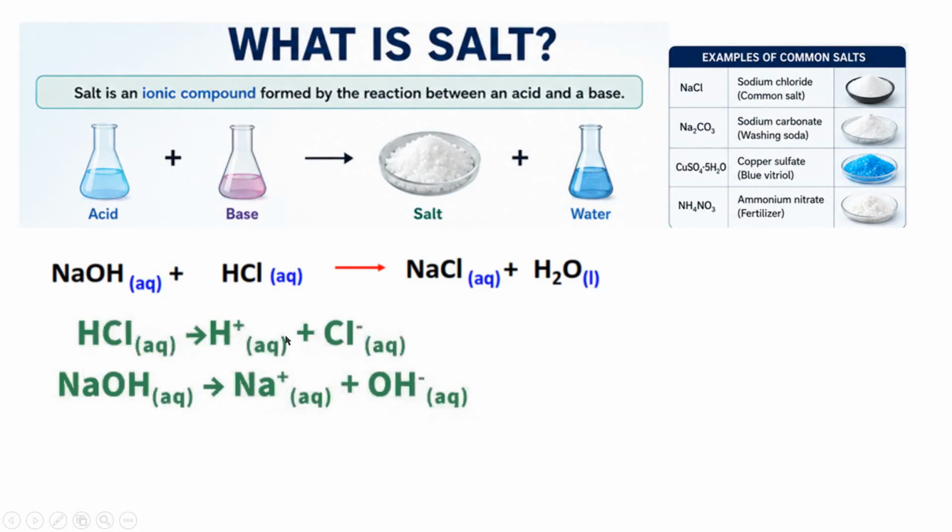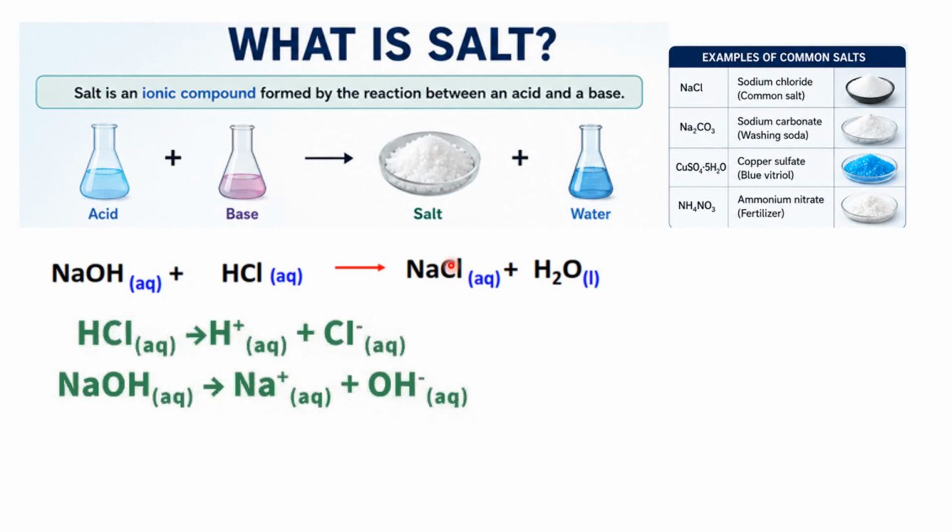What is salt? We know that salt is the product of the reaction between acid and base. Here, sodium hydroxide and hydrochloric acid form the salt sodium chloride. So any salt has two parts. One is the acidic part or anion, and another one is the basic part or the cation. This basic part, or cation, comes from the base. That's why it is known as the basic radical. And this anionic part comes from the acid. That's why it is also known as the acidic radical.